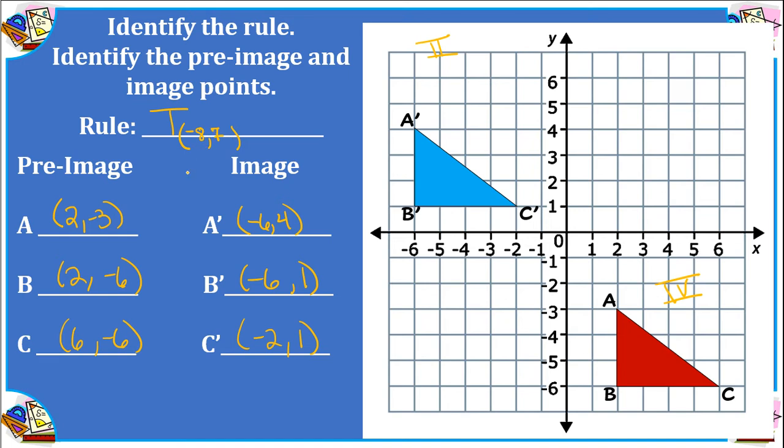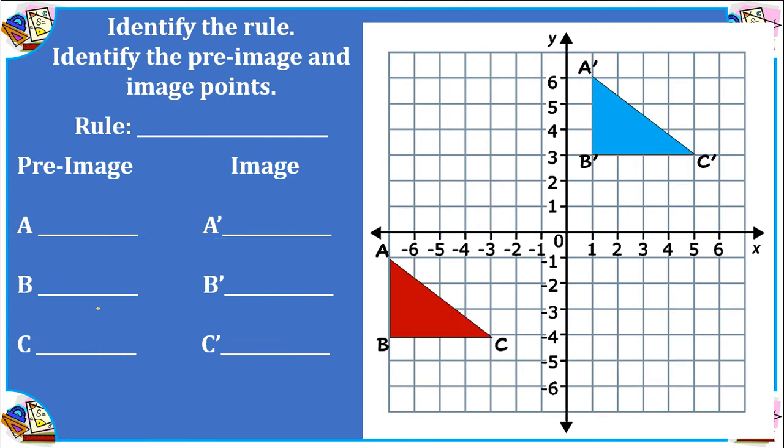Now let me show you something: if you didn't have the graph and I just gave you A and A prime, you could simply say, how much did 2 go to -6? What was the change? If I'm at 2 and I end up at -6, I can see that's a difference of -8. Then our Y value, we were at -3 and we shifted up to a +4, so that went up 7, and you can see that in our rule. So you can find this algebraically as well.